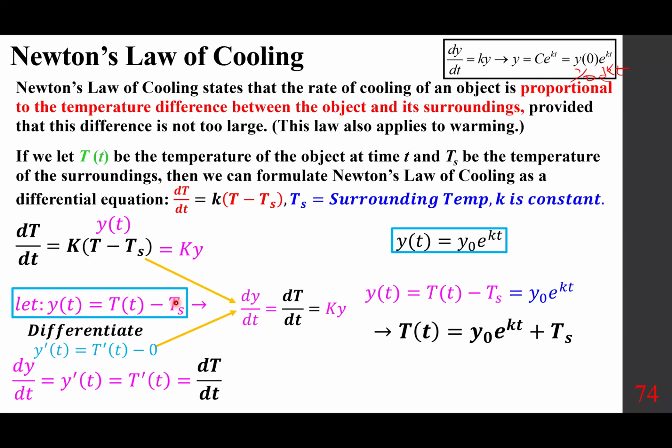And that's the formula for Newton's law of cooling. Let's look at it at lowercase t, time equals 0. So if we replace this with 0, T at lowercase t equal to 0 is y sub 0 e to the power of 0 plus T sub s. As you know, e to the 0 is 1.